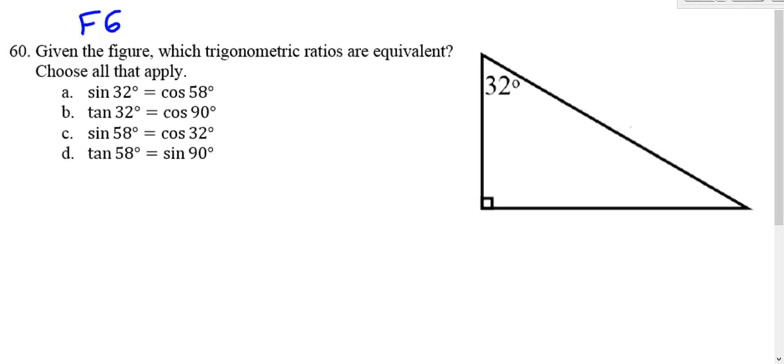Which trigonometric ratios are equivalent? So this comes back, we did one like this a while ago. If this is 90 degrees, this is 32, the other angle has to be 58 degrees. And we know that sine of one of these angles is going to be the same as cosine of the other. Sine of 32 equals cosine 58. That's true.